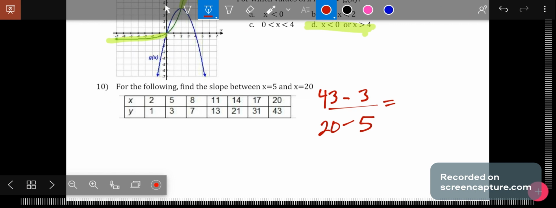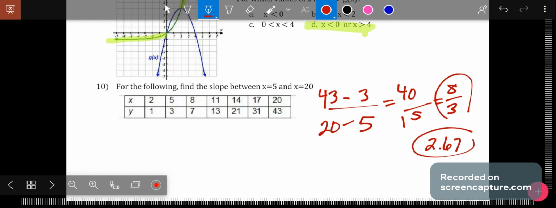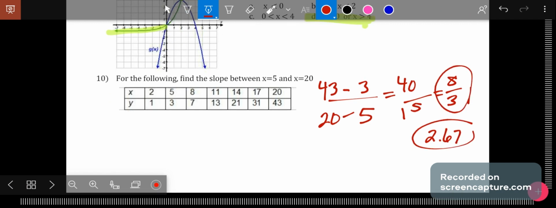You put this into your calculator. So we have 40 divided by 15. You are welcome to leave this as a fraction as long as you simplify. 5 can go into both of these, so we'll leave it 8 over 3. Or if you prefer the decimal, you would turn this into 2.67. Either answer will work. It's completely up to how you want to leave it.